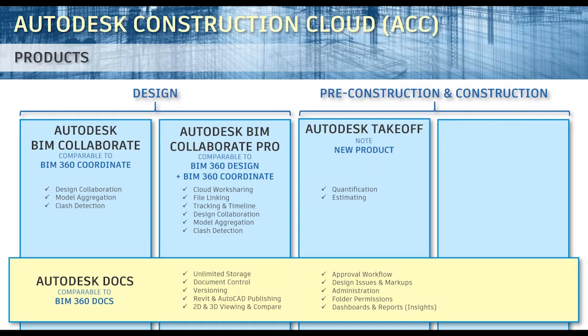The second product that falls under this category is Autodesk Build. This product is comparable to BIM 360 Build plus BIM 360 Cost Management plus PlanGrid. So like Autodesk BIM Collaborate Pro, or ABC Pro, users are actually getting some products that were previously separated in BIM 360, which now come bundled as one product within the ACC.